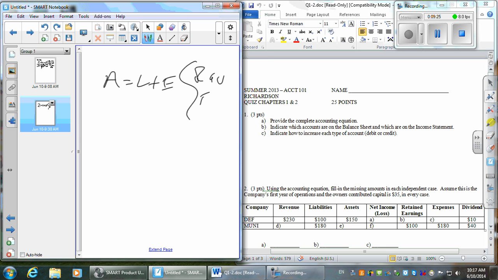Revenues less expenses is net income, right? And remember, net income or net loss is not an account. It's just the difference between revenues and expenses. It's not an account, just the difference.